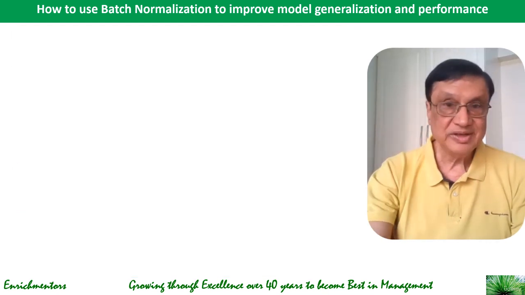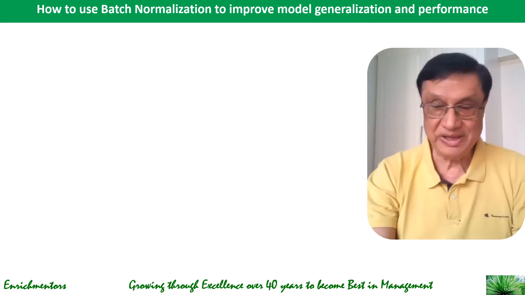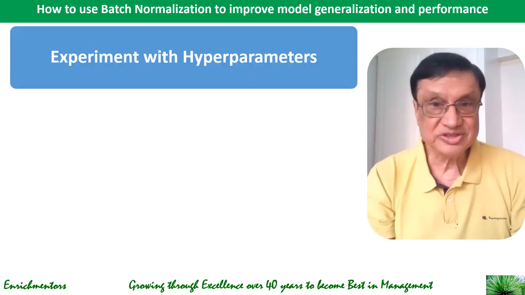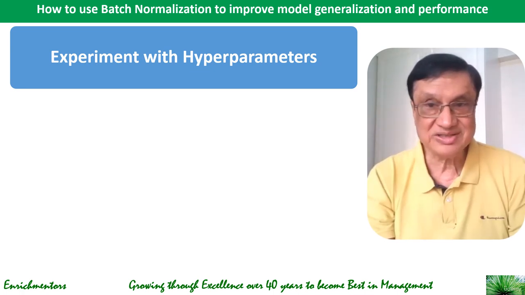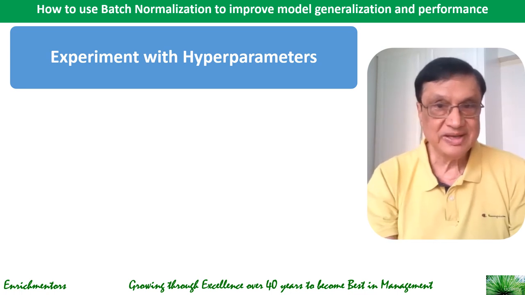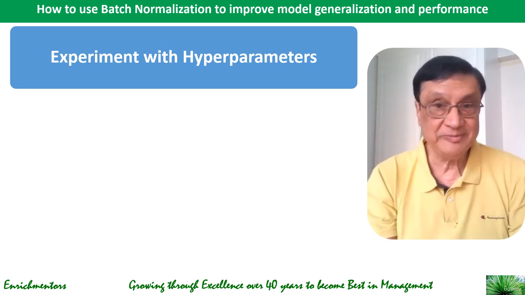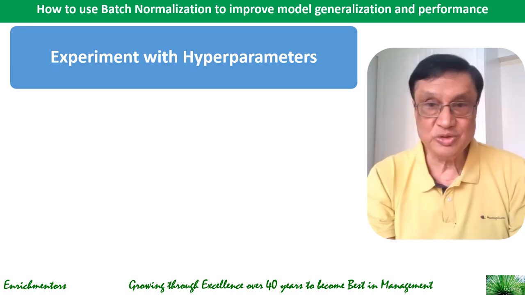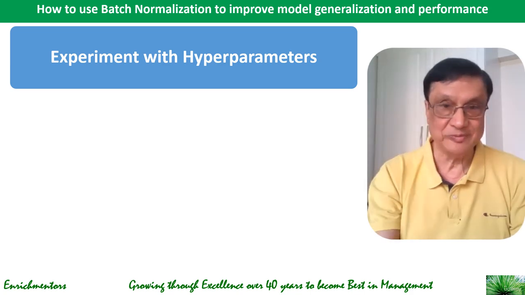model. Then you experiment with hyperparameters of the batch normalization, such as the momentum parameter for updating the running statistics and the epsilon parameter for numerical stability. Adjust the momentum parameter to control the rate at which the running statistics are updated during training. Tune the epsilon parameter to prevent numerical instability when dividing by small values.